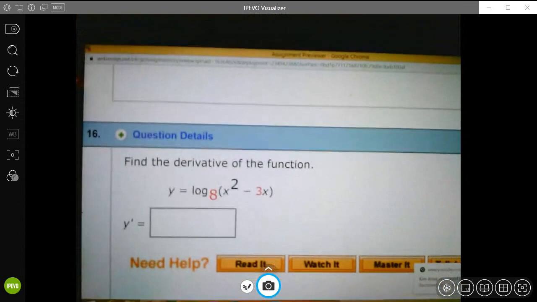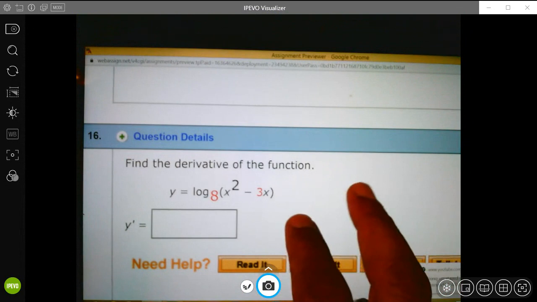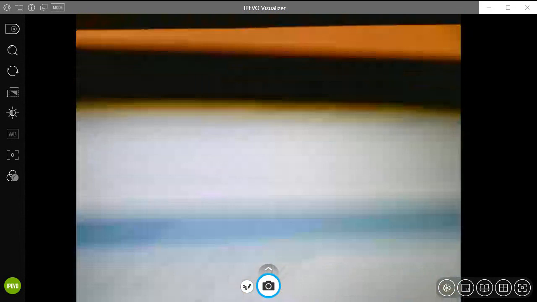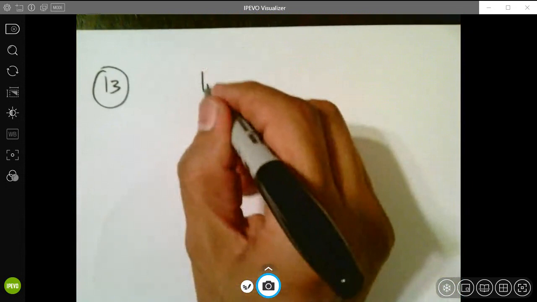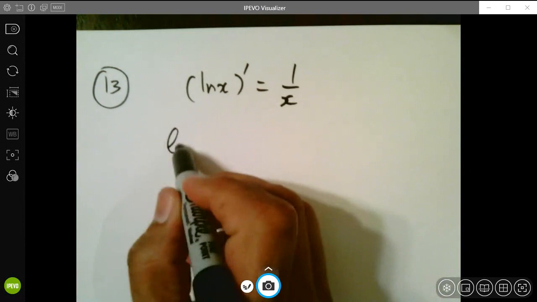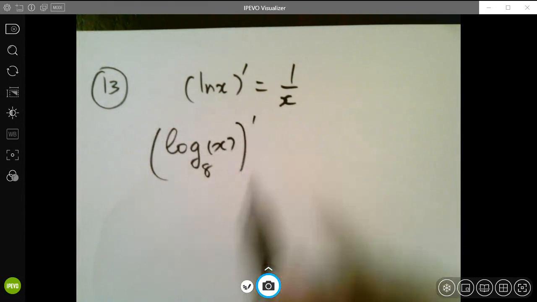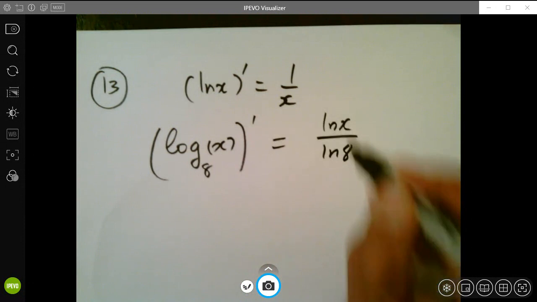Okay, now let's go to number 16. Number 16 has to do with logarithm of a certain base. Let me remind you, the base here is 8. How do you derive log of a certain base? Remember, the derivative of ln of x is 1 over x. But what if we give you log base 8? This one will be, if you remember, ln of x over ln of 8, prime.